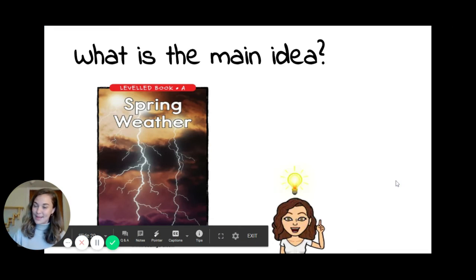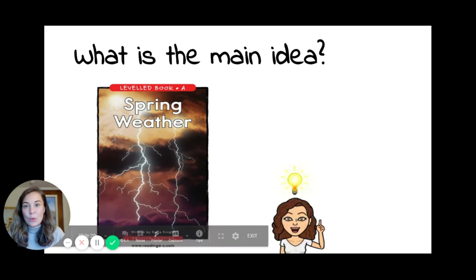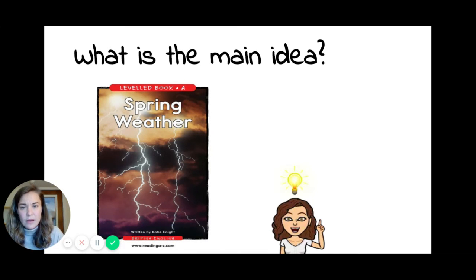The end. Wow. All right. So when we think about our story, what is the main idea of the story? What was it that it kept talking about a lot, right? Do you remember at the beginning of this lesson, I had said that we were going to use the strategy of looking at the title, looking at the pictures to figure out what the main idea might be. So let's look at our front cover right now. This says Spring Weather. That's our title.